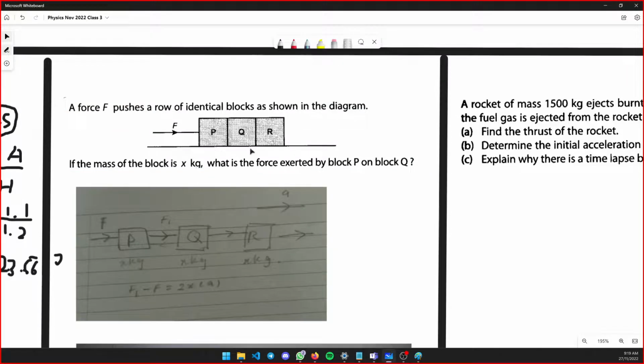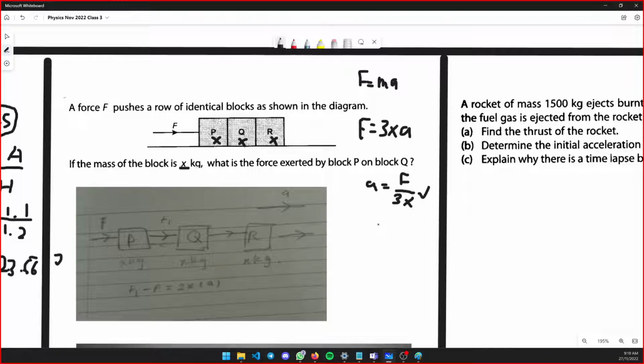So how do we start here? Always remember, like I mentioned just now, we always remember F equals to ma. Just write it down. We know this is x, this is also x, and this is x, so we already have the mass. F equals to 3xa. And we can say a equals to F over 3x.